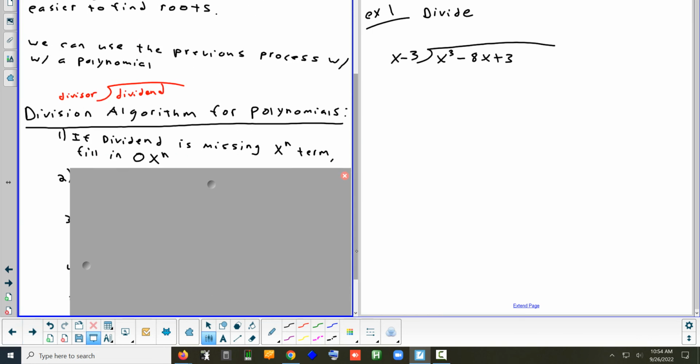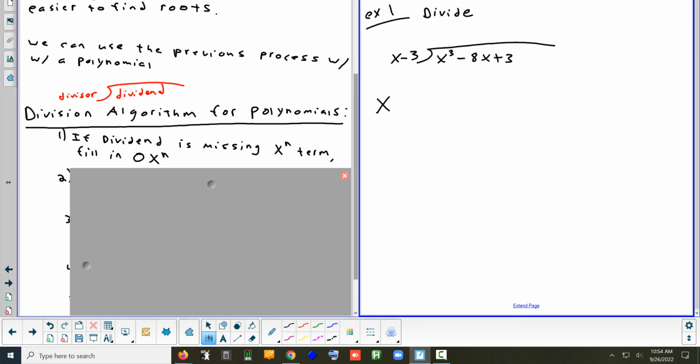I know it's kind of small, but that's x minus 3 as a divisor. And we're dividing it into x cubed minus 8x plus 3. The first thing I'm going to do is rewrite it. And I have to represent every power from the highest to the lowest. So x cubed is the highest.